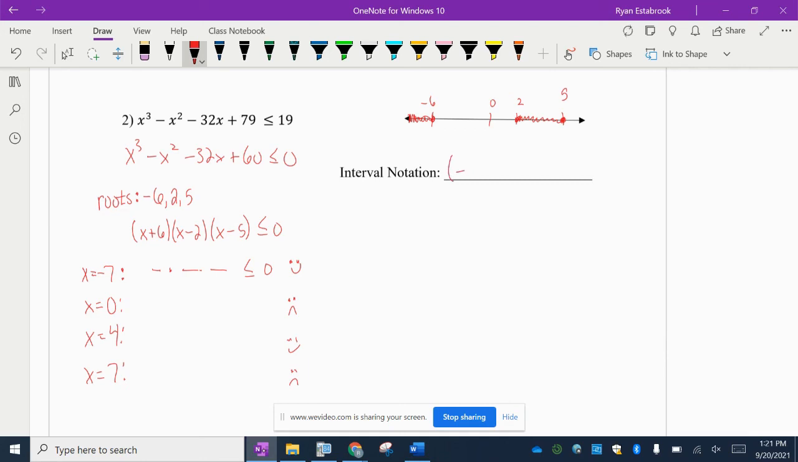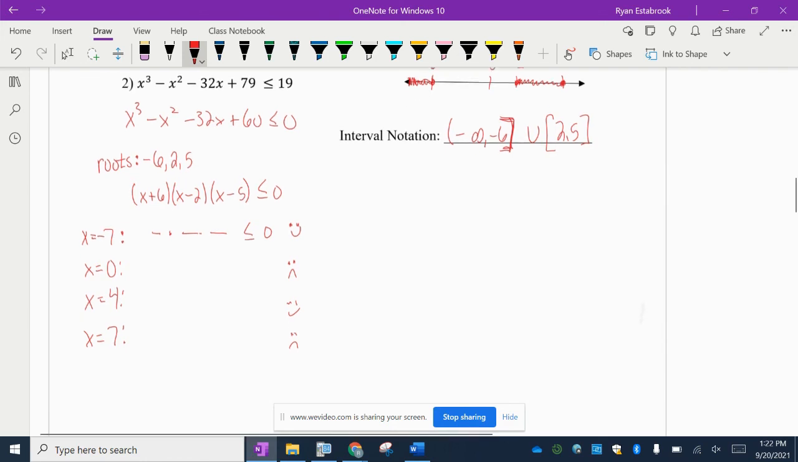So then in interval notation, we're going from negative infinity to negative 6, union 2 to 5, and I should have brackets on all these because it is the or equal to, but with the infinity, that's always going to be parentheses. Okay, so find those zeros, write it as a product of linear factors, and then check those regions.